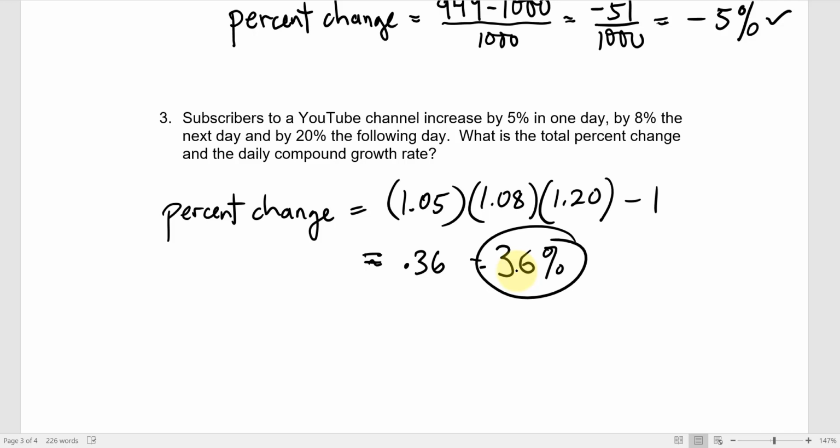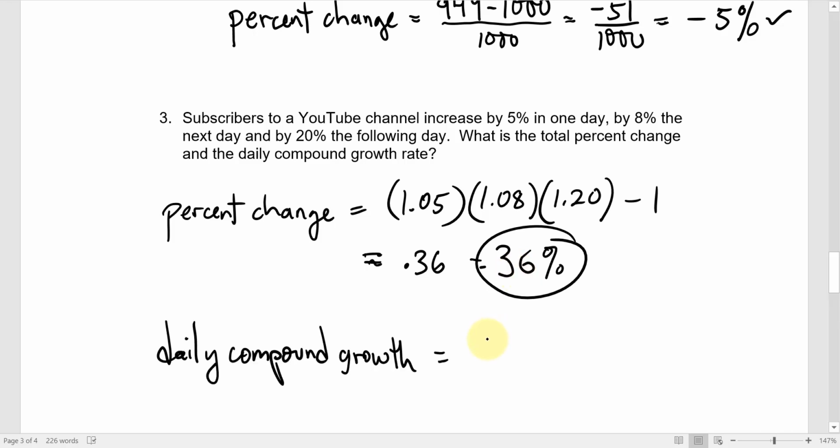We have 3 days here, but if you divide that by 3, you get 12%, and it's not going up 12% a day on average. What is it really going up? What's the average daily growth rate here? We can take that 1.36 that we got as sort of like the future amount, take a 1/3 power because we got 3 equal periods here, minus 1.